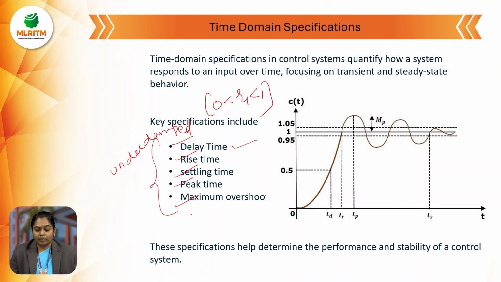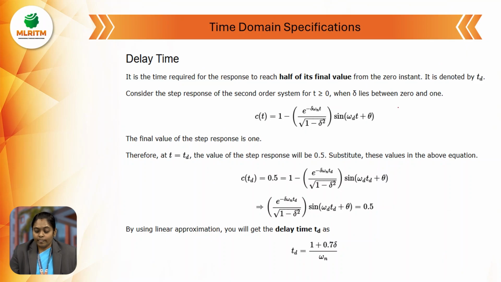The delay time is nothing but the time required for an output to reach from 0 value to 50% of the final value. As I told you, the input which I have taken is 1. So 50% of 1 is 0.5. So the time taken for an output to reach from 0 to 0.5 is nothing but called a delay time.